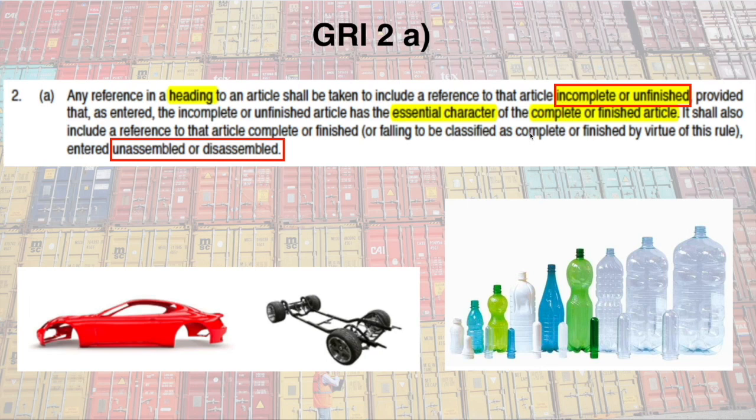It will be noted that rule 2a concerns exclusively articles. Consequently, it does not usually apply to products of sections 1 to 4, which are usually not found disassembled.